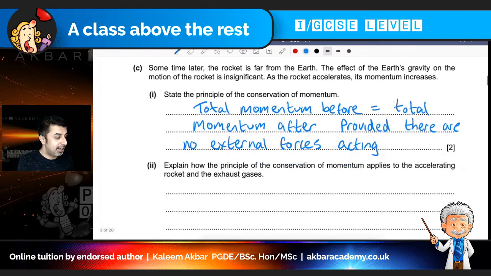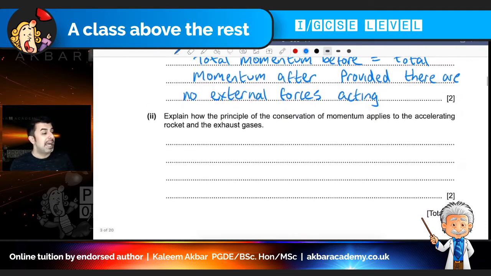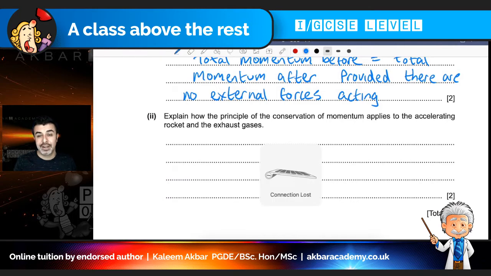And then it looks like last but not least, explain how the principle of conservation of momentum applies to the accelerating rocket and the exhaust gases. Now, when we do examples like this at IGCSE, it normally involves collisions where we've got maybe one car crashing into another car or two objects basically colliding with each other. Here, it could be a bit more confusing for a student. They're like, well, what's happening with the rocket? How is there momentum before and momentum after?